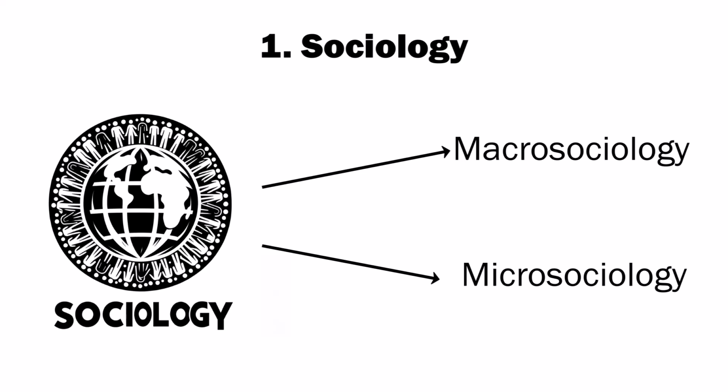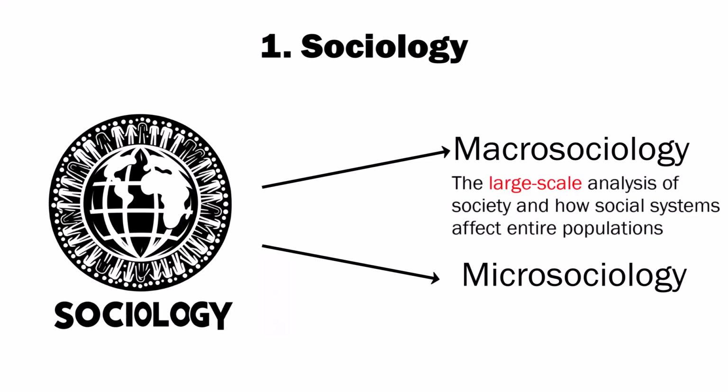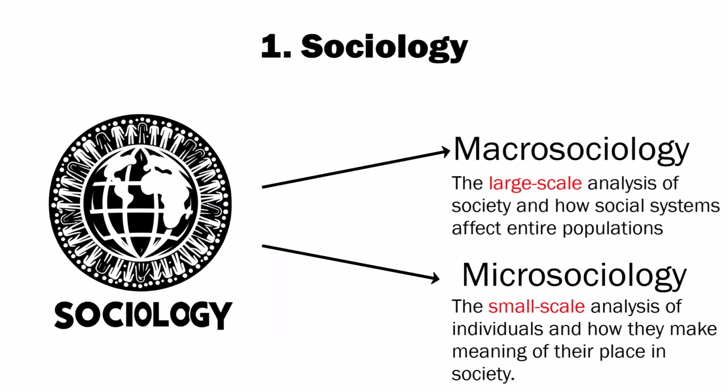Macrosociology refers to the large-scale analysis of society and how social systems affect entire populations. Such studies might look at the society's laws and structures to explore how they lead to broad trends in terms of wealth and inequality. Microsociology, on the other hand, will involve the small-scale analysis of individuals and how they make meaning of their place in society.